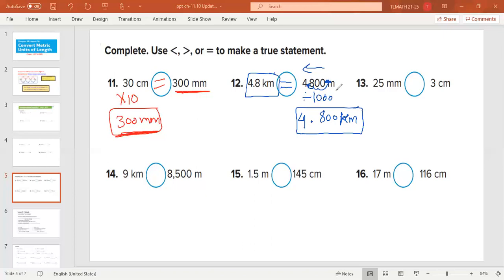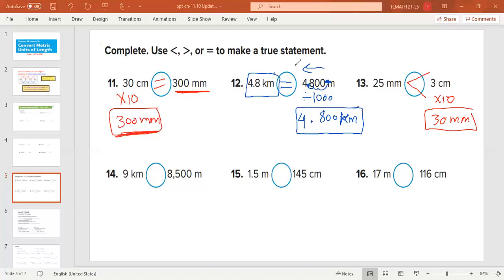Now, let's go to question number 13. 25 millimeter and 3 centimeters. Here I'm going to change using the multiply. So I'm going to convert centimeter to millimeter, multiplied by 10. So the answer will be 30 millimeter. Now I can compare 30 millimeter or 25 millimeter. Of course, 30 millimeter. That means 3 centi is greater.